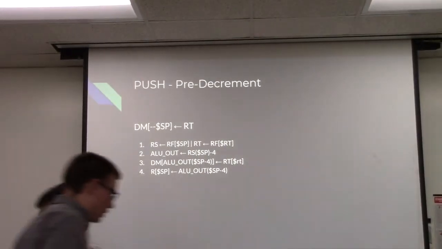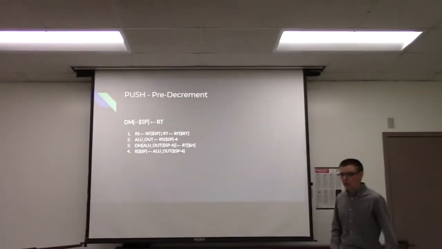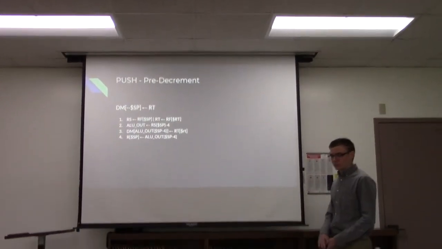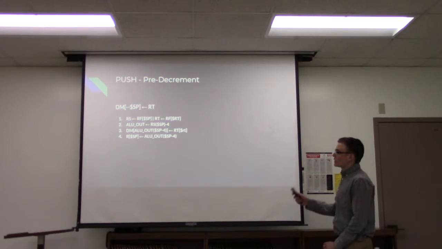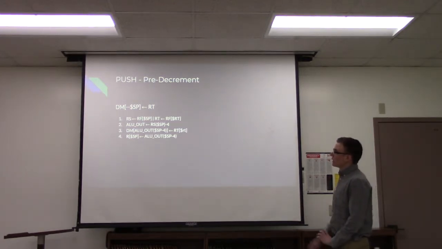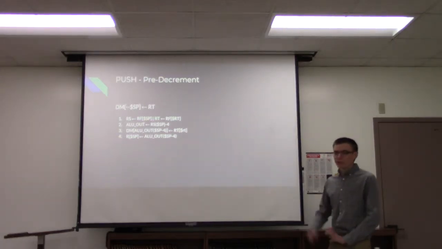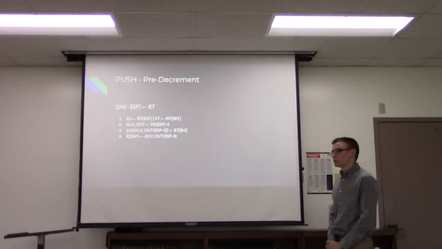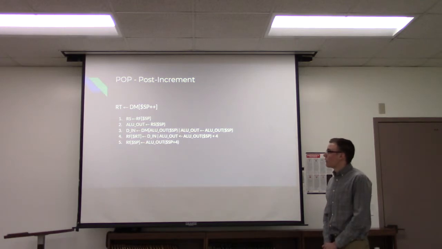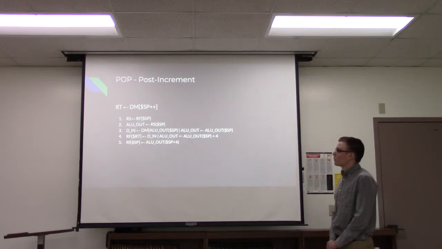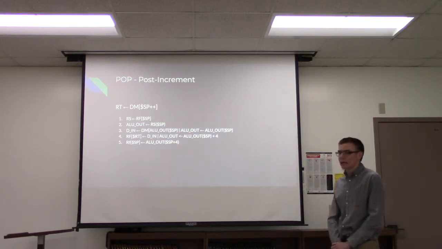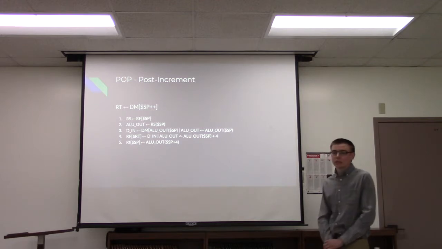Okay, so now, just for the additional, smaller enhancements that we made, we have a pre-decrement push, where we're basically loading in or pushing to the stack the value at RT, pre-decrementing the stack pointer first. So just a general pre-decrement push. And we have our post-increment pop just as the counter to that, where we're first pushing to RT the data at the stack pointer, and then we are incrementing after.